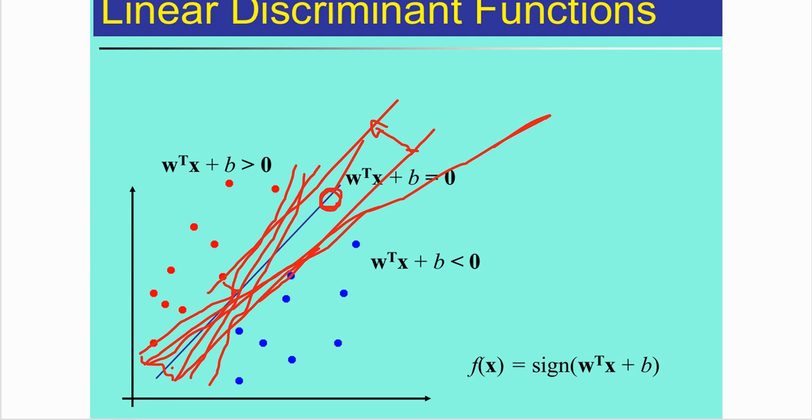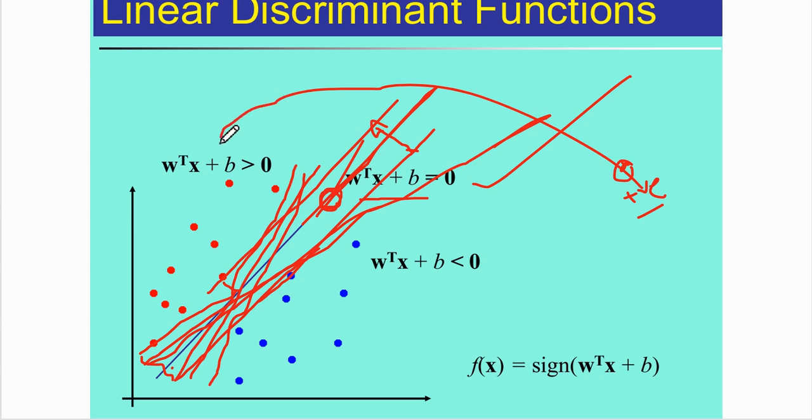Now let us consider this is the best hyperplane. The equation of this hyperplane, as we already discussed, is w transpose x plus b equals 0. If you take any test point and substitute it into the equation, if the test point gives a positive value, then it comes to which class? This class.